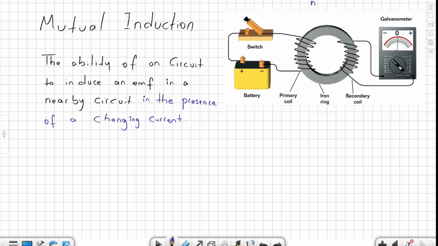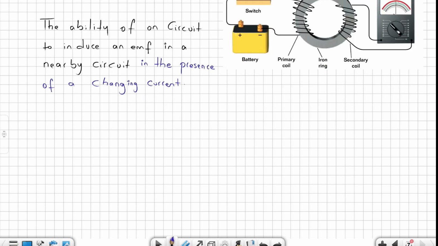These two coils are not connected, okay? They are not connected electrically. They are insulated from each other. We have a primary coil, which is connected to the battery and a switch, and we have the secondary coil, which is connected to a galvanometer to see if there is an induced EMF or current in the secondary one. And there is an iron ring, which is used to enhance the change in flux.